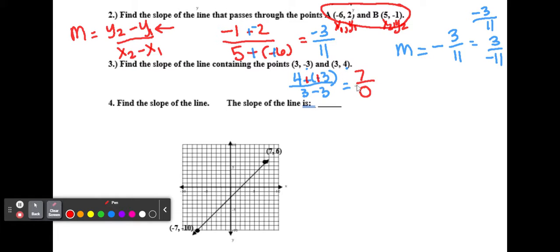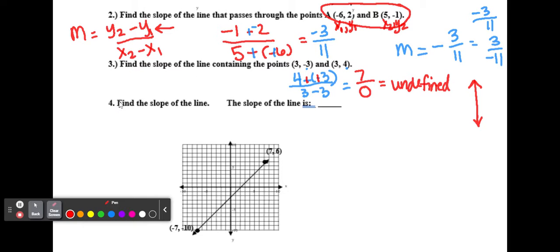Uh-oh. If you guys actually did 7 divided by 0 in your calculator, it would come up as an error, because dividing by 0 in math is called undefined. It's an error. It doesn't happen. So if you graphed these, you would see that the slope of the line is straight up and down. It's undefined. It's a vertical line for this one. So for number 3, we were looking for undefined. I think if you just left the fraction dividing by 0, we took some points off, but that is an undefined slope. It's a vertical line.